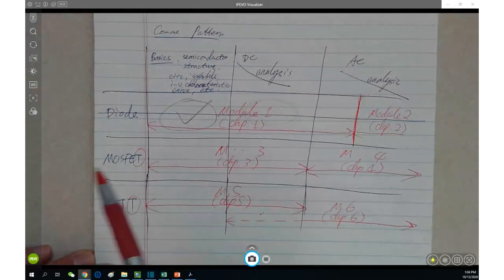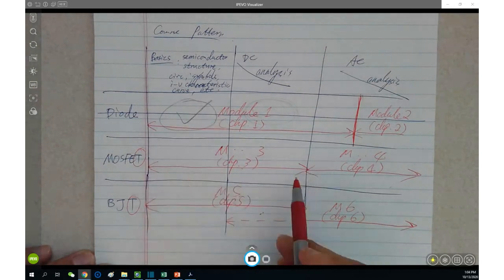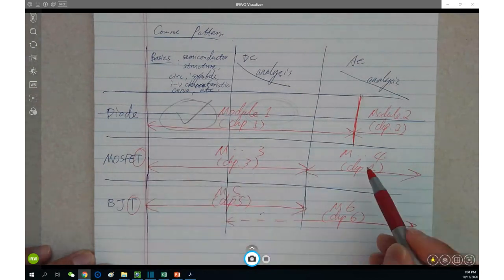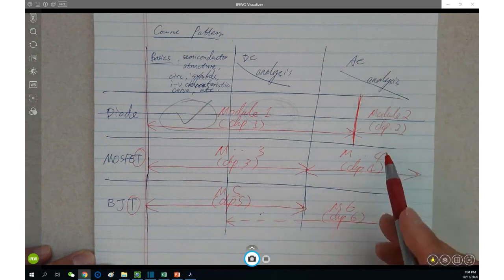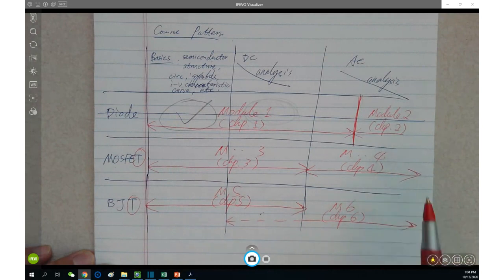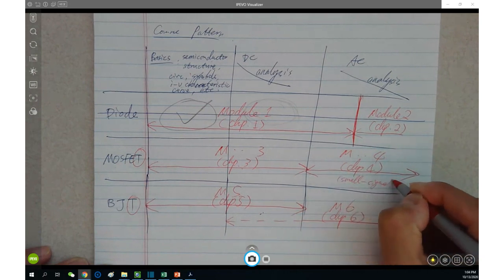Module 3, which is chapter 3, covers the basics and the DC analysis for the MOSFET, followed by module 4, chapter 4 in the textbook, covering the AC small signal analysis. For the transistors, MOSFET and BJT, we are not going to study the large signal AC analysis. That is pretty much power electronics stuff. We just study the small signal AC. Keep this in mind: small signal, and the small signal only.